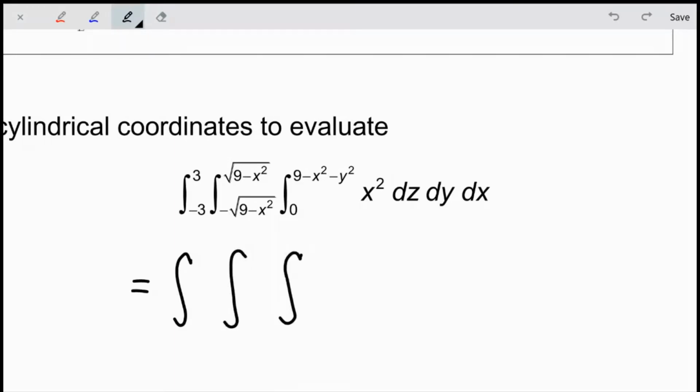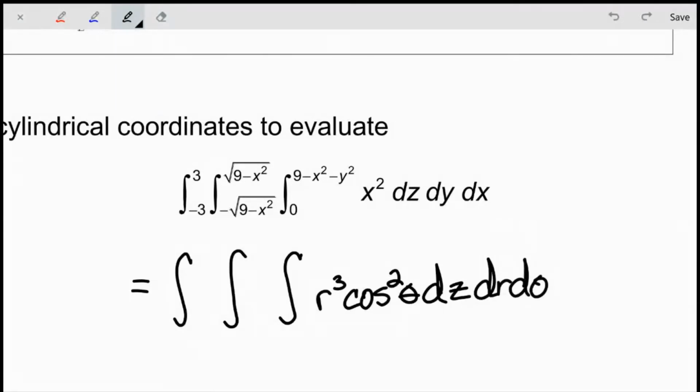Okay, so first of all, x squared is going to become r squared cosine squared theta. Also, when I convert my integral, don't forget we have that extra r that we have to throw in here. So we're going to put in r cubed cosine squared theta, and the same differential here, dz. But now we're also going to have dr d theta. Okay, so we got the r. Remember how that showed up.